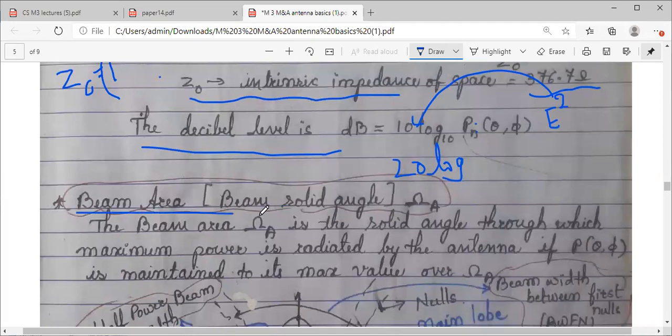Now coming to the next parameter. We have discussed the power density, then patterns, and now the next antenna parameter is the beam area, a very important parameter, or we also call it the beam solid angle. You have studied about solid angle already. There are two different types of angles, right? What are the units of angles? Can you tell me?